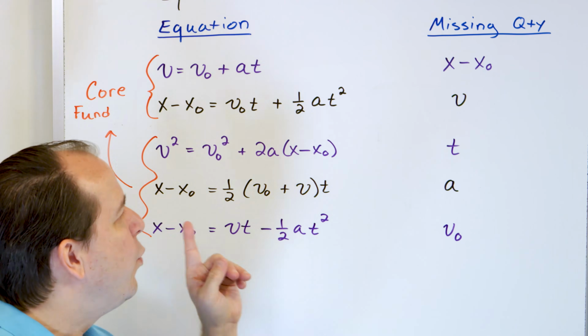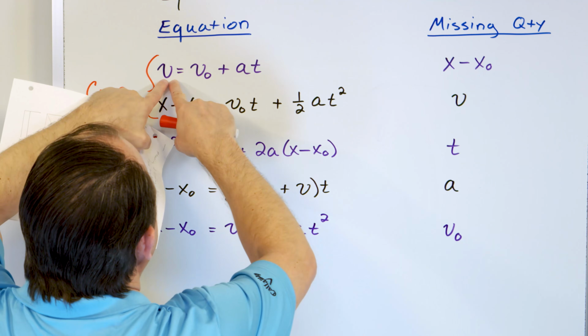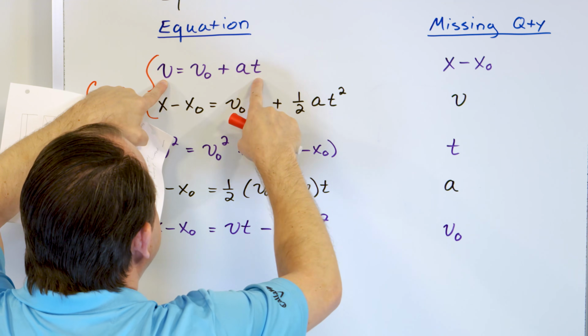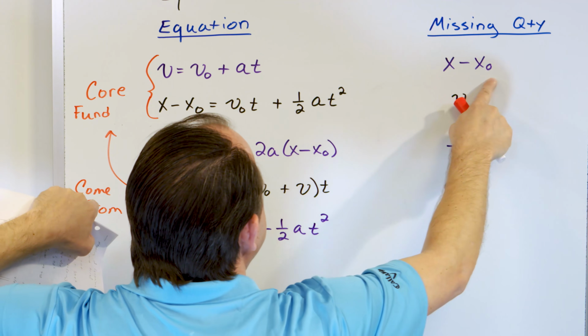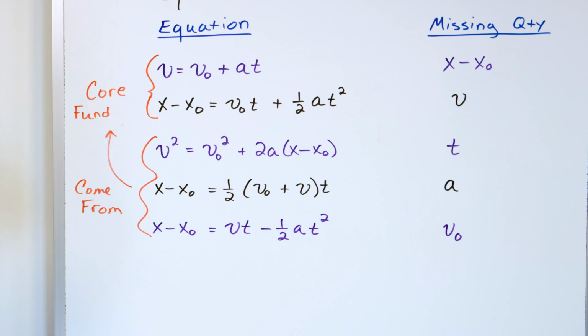All right, so we have a column here called missing quantity. In this equation, we have v, v naught, a, and t, but we don't have any x's. We don't have x minus x naught. That's the displacement, delta x, that the thing has traveled. That's not present in this equation.